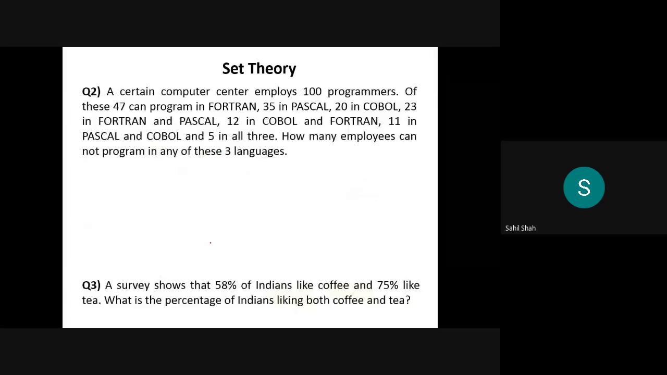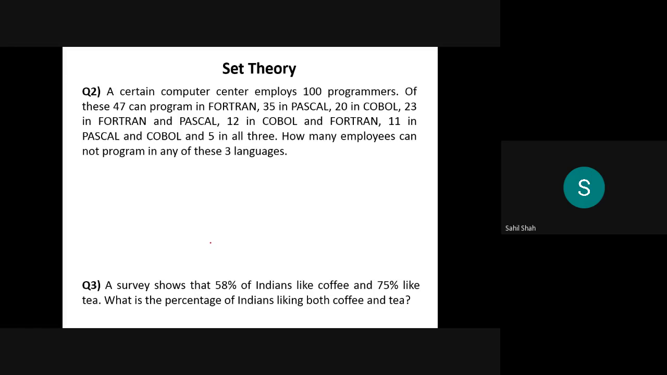Can you solve for this? Can you tell me the answer for question number 2? A certain computer center employs 100 programmers. Of these, 47 can program in Fortran, 35 in Pascal, 20 in COBOL, and 23 in Fortran and Pascal, 12 in COBOL and Fortran, and so on. Okay, and 5 in all three. How many employees cannot program in any of these three languages? Something different. Okay, slightly changed now.